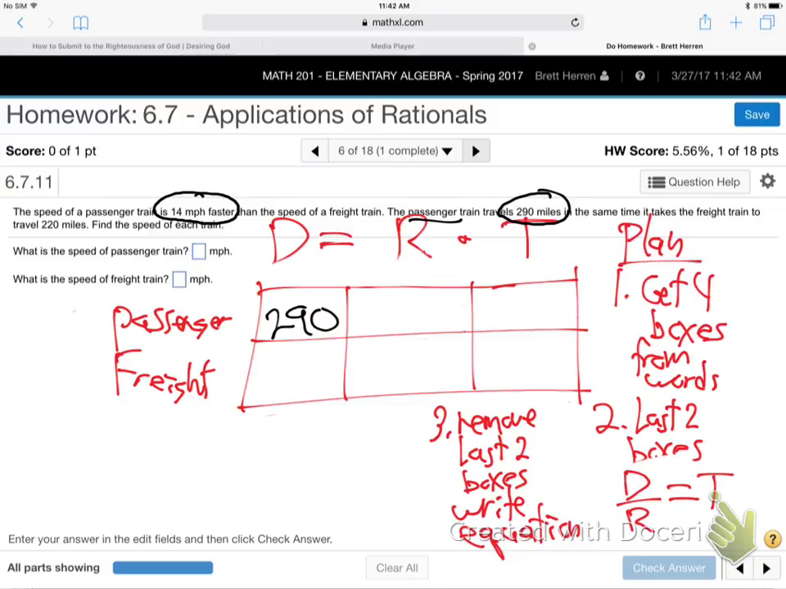Good so far? And then what's the next number? The 220 miles. That's distance. So that's the distance for the freight. It says freight train, doesn't it? Yeah, freight. There it is. That's the freight train distance. So we got two boxes. Now we got to come back to this 14 here.